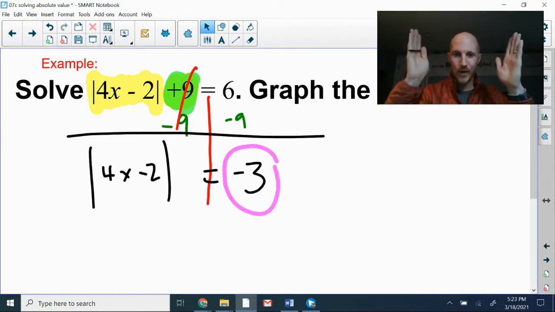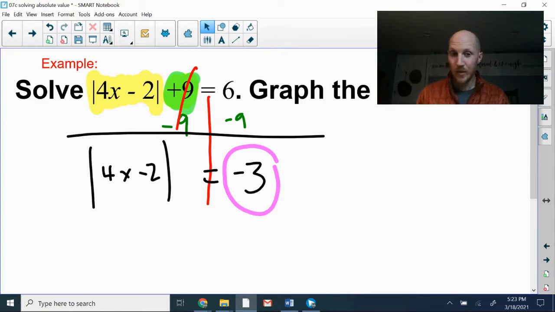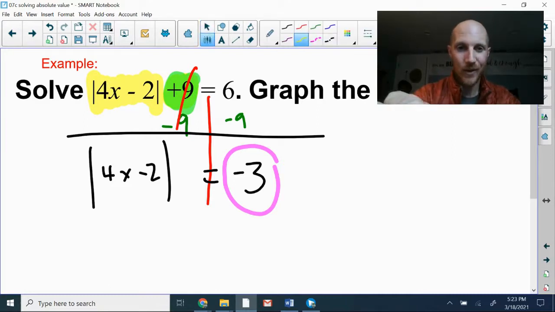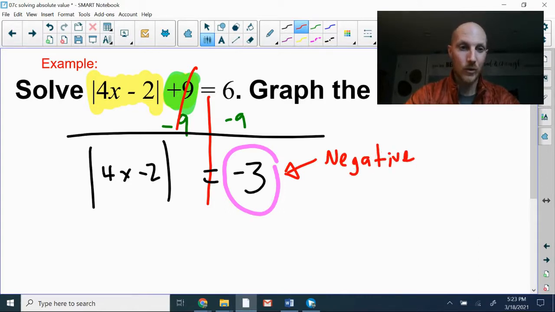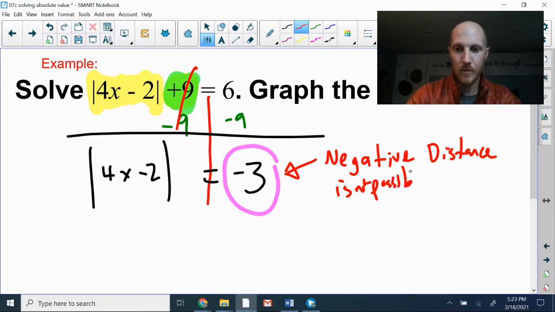Once we get that absolute value isolated, we find out that it equals a negative number. In this case, if the absolute value is a negative number, that's representing a negative distance, and that is not possible. There's no such thing as a negative distance. And so this is going to be an extraneous solution. We could continue to solve, but we would get extraneous solutions. Negative distance is not possible. No solutions.